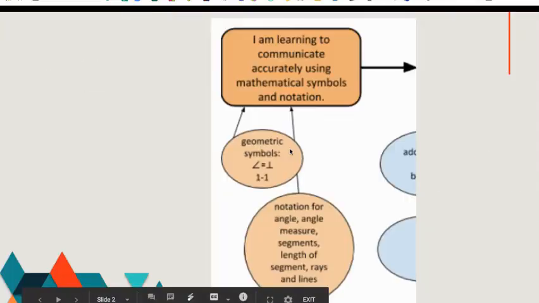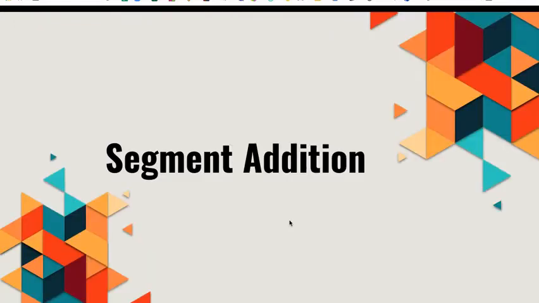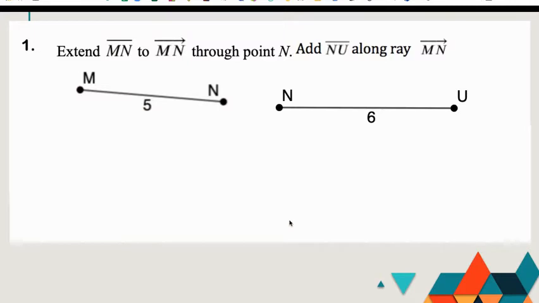Let's start reviewing what we learned in section 1.1 on measuring segments and angles. We're learning to communicate accurately using mathematical symbols and notation. We're focusing on congruence here, and segments, rays, and angles. This is segment addition. I'm just going to add these two segments together.